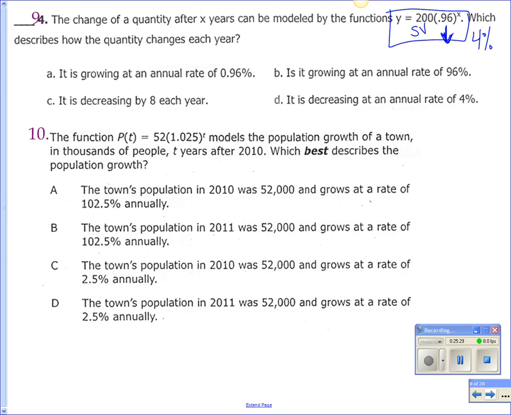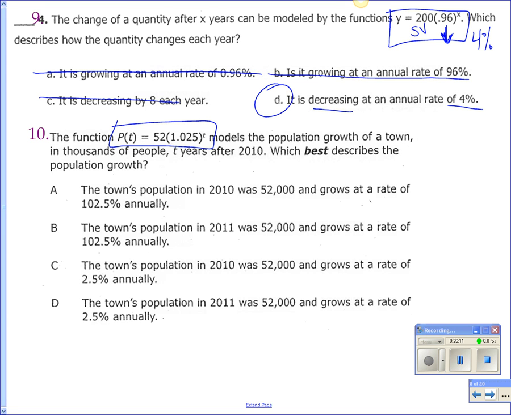Andrea, read A and tell me if it's true or false. Because it said growing. It's not growing. Haley, read B and tell me if it's true or false. Dylan, read C and tell me if it's true or false. So true or false? So D is your answer. It's decreasing by 4%.